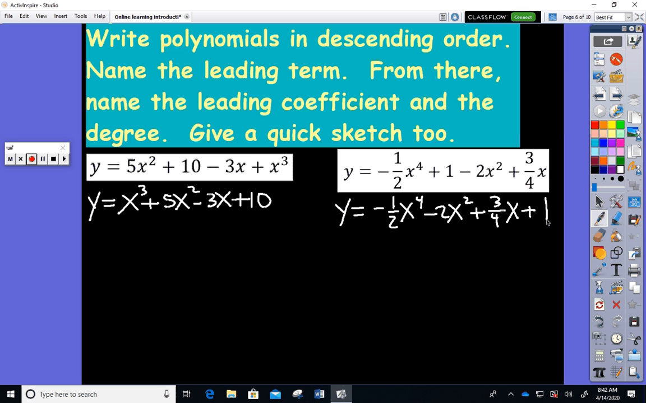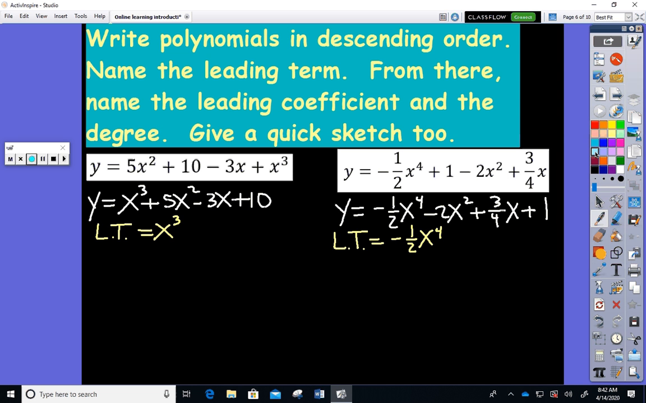All right, so leading coefficient or leading term. Now that I've got this thing in the right order, the leading term is x cubed, and the leading term here is negative 1/2 x to the fourth.